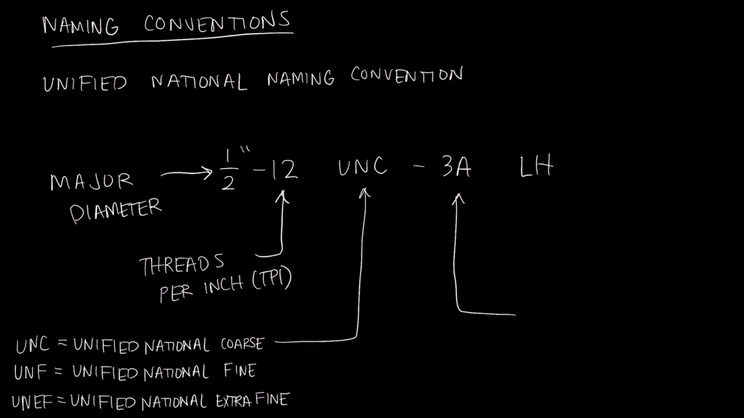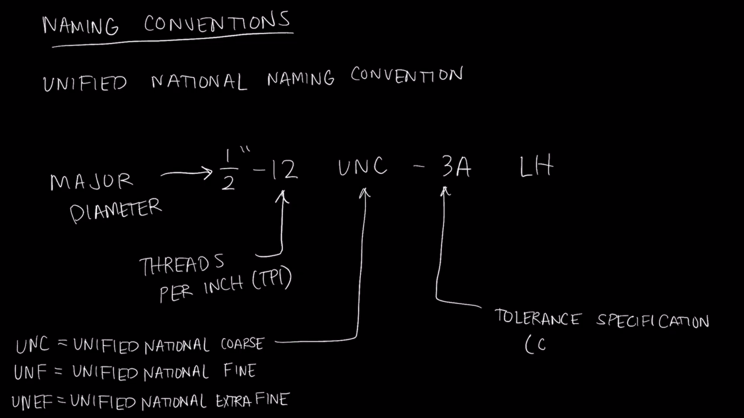And this tells us two things. So let's actually break this down into both the 3 and the A. The 3 tells us the tolerance specification. This tells us the class of fit. So whether we have a tight tolerance or a loose tolerance, where things are loosely fit together, or somewhere in between.